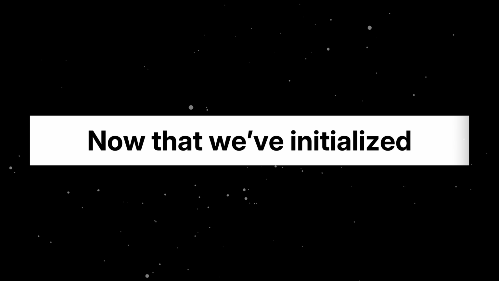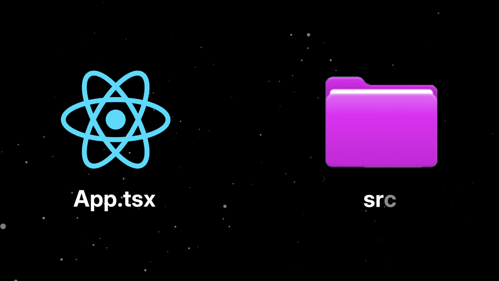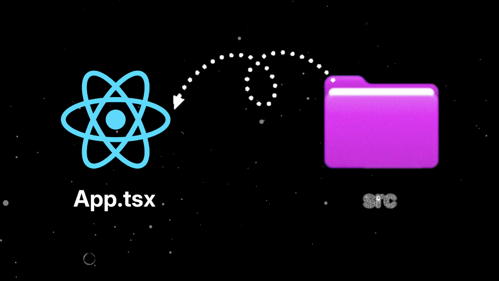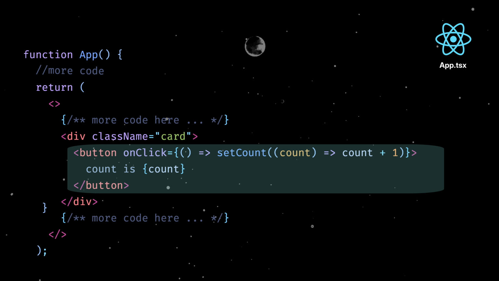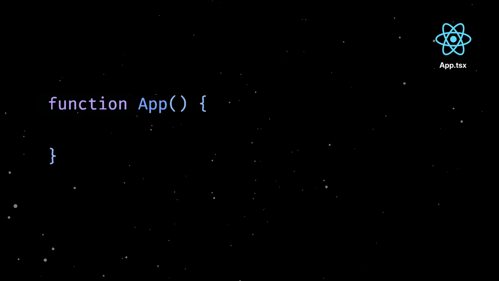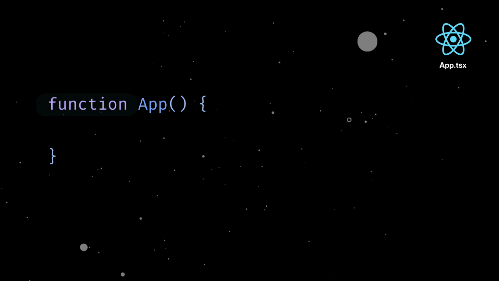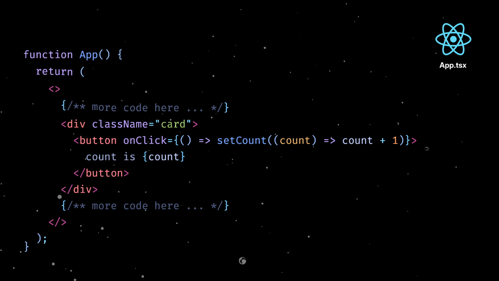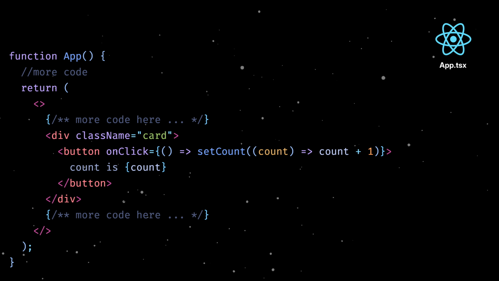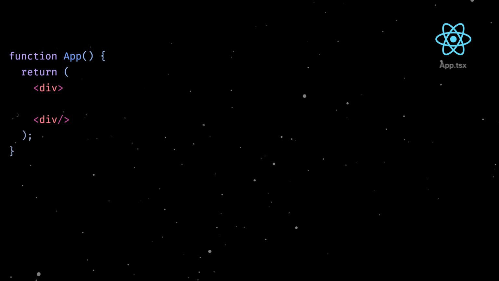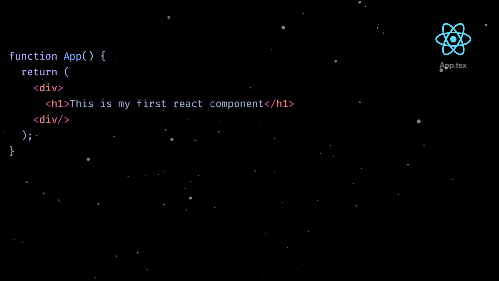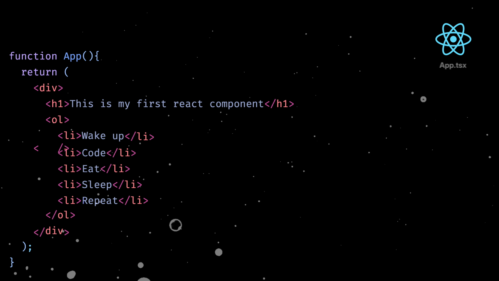Now that we've initialized our Vite project, let's jump over to the app.tsx file located within the src directory. Once you've done so, you will notice that Vite comes with a predefined counter example. As you can see, a React component is just a simple JavaScript function that starts with a capital letter and returns code that looks just like HTML. Let's simplify this code by deleting everything inside the app function and making it return a simple container div that wraps an h1 header and an ordered list with a few random list elements.